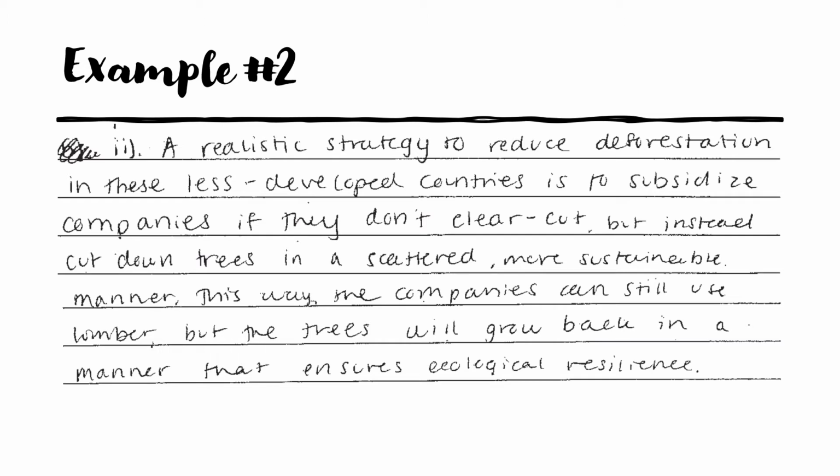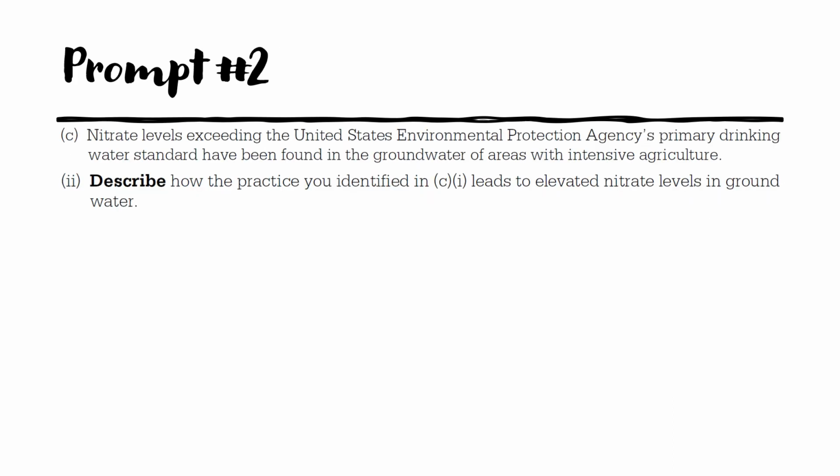The solution here is to subsidize companies, giving money to companies that choose to use a different technique. And so the student further describes the technique used, y'all. This is a very good answer that earned 1 point. Since describe is very, very important, y'all, let's look at another example.